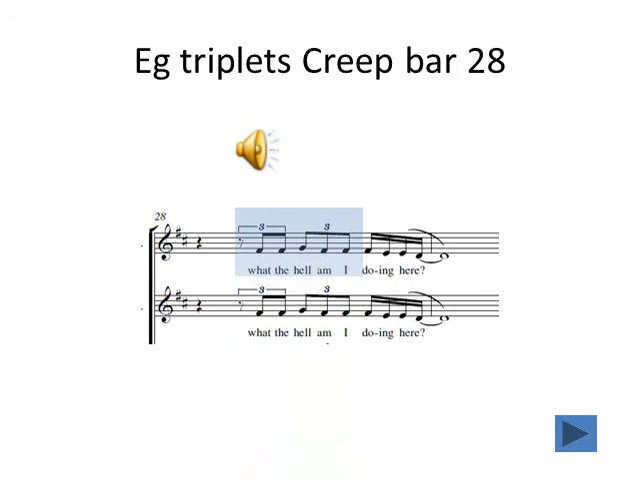Here's an example of triplets from our song Creep at bar 28. We would sing the words, "What the hell am I doing here?" in the space of basically 2 sets of eighth notes. Again, we just speed up the rhythm slightly in order to do this.